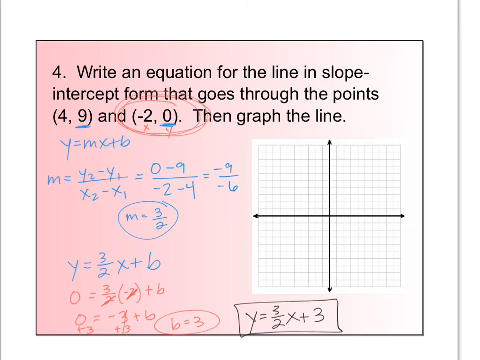Now we're going to graph that line. So remember, we put our first dot at the y-intercept. So we're going to put our first dot at 3. And then from that dot, think about which way do we go. We're going to go up 3 and right 2. Put our second dot, and there's our line. Of course, if you miss, you just make your dot bigger.